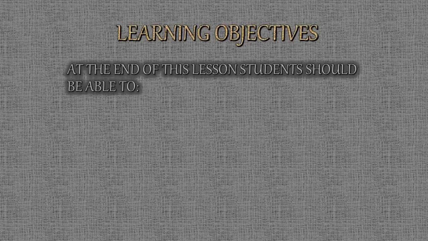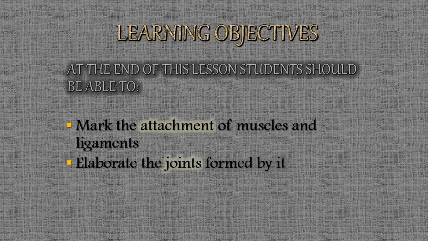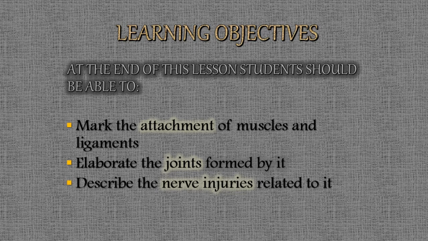Objectives: at the end of this lesson, students should be able to mark the attachment of the muscles and ligament on the fibula, elaborate the joints formed by it, and describe the nerve injuries related to it.